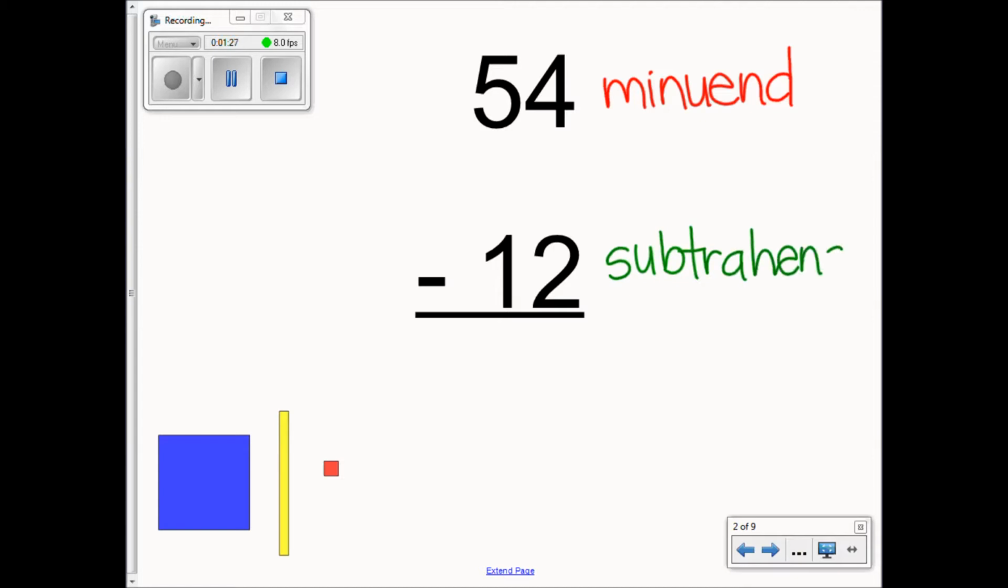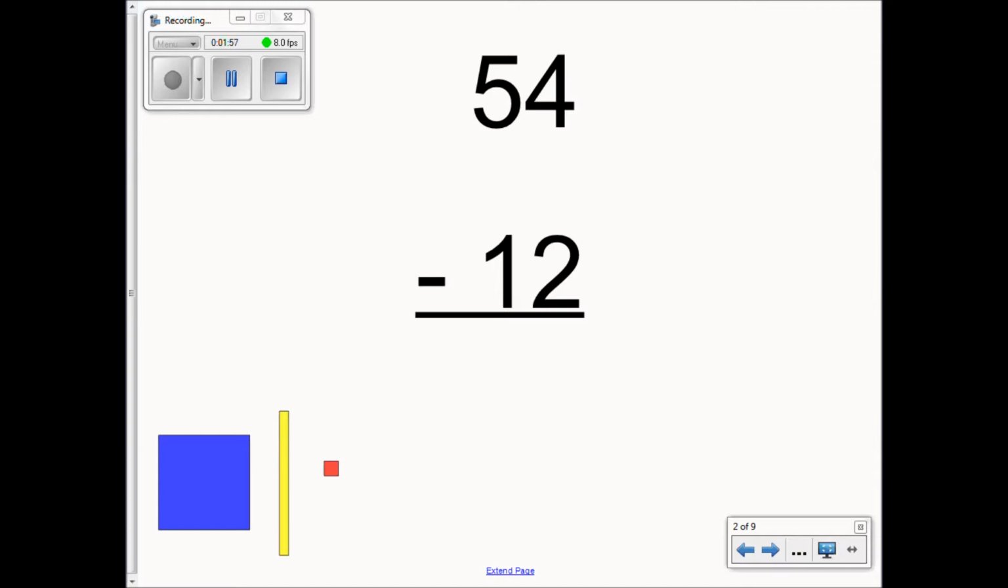And we know that we are looking for this number right here that's missing, and it is called the difference. It's called the what? Difference. The difference is the answer when you subtract. We are missing the difference right here, so that's what we're going to be solving for. I'm going to go ahead and erase those because I'm going to need this space for our base 10 blocks.